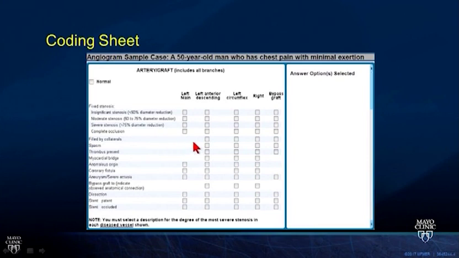And then you can note which vessels are filled by collaterals. And you can see the columns are the left main, LAD, circumflex, right coronary. And then you can also code any findings that are in a bypass graft if that happens to be shown. And you can see all these different diagnoses: myocardial bridge, fistula, ectasia, and then you can also code where the bypass graft goes to, LAD, circumflex, or the right coronary. And whether or not a stent is present. You should look for stents on angiograms, and you can note whether or not they're patent or occluded.